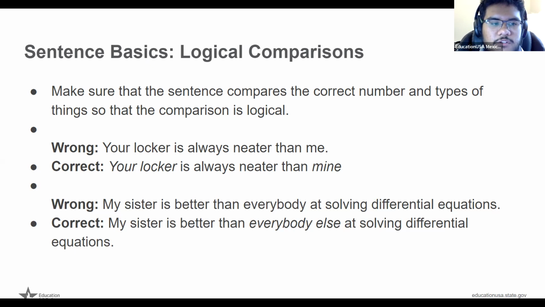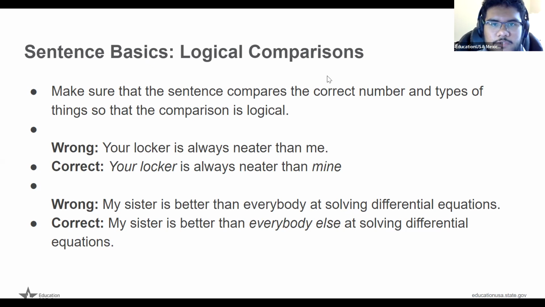And you can see that here in the correct example, where it says, "Your locker is always neater than mine," which makes much more sense because chances are when you're talking about a locker, you're not going to compare it to yourself and how neat you are, but rather how neat your own locker is compared to the other person's, which is why "your locker is always neater than mine" flows better and actually makes sense.